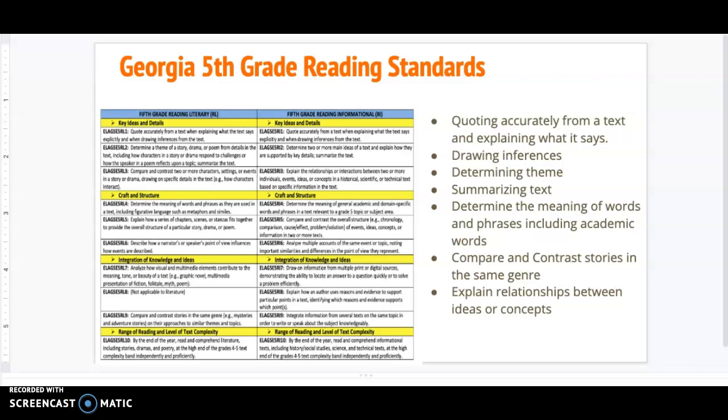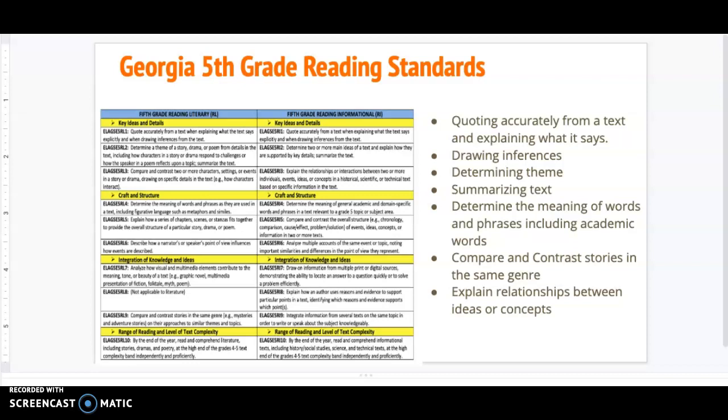So the skills that 5th grade students should be able to do by the end of the year, or we hope to do, are they should be able to quote accurately from a text and explain what that text says. They should be able to draw inferences from it, determine the theme of it, and they should be able to summarize the text. Now, when we're talking about text, we're talking about anywhere from a graphic novel to a myth to a drama to a short story. So anywhere in between what we would consider a text.